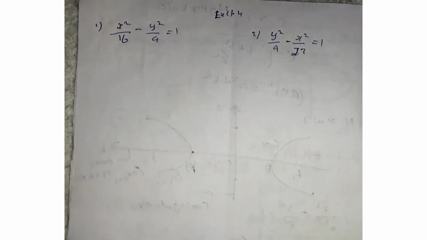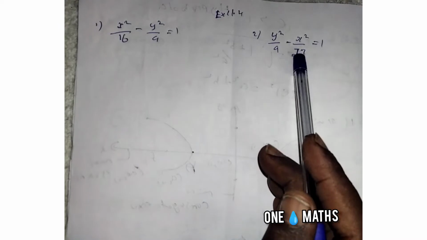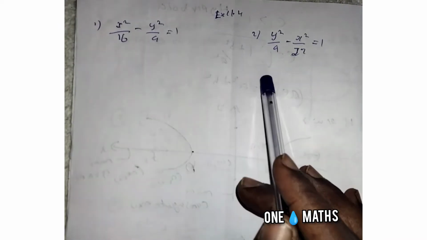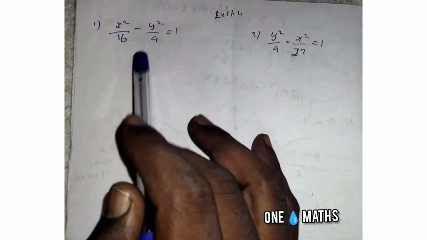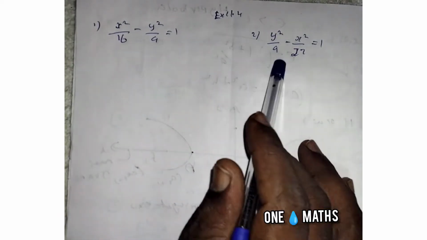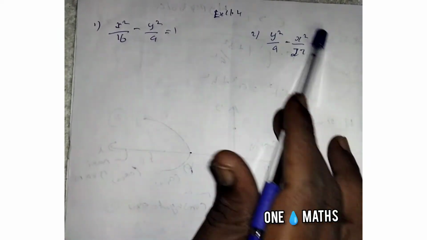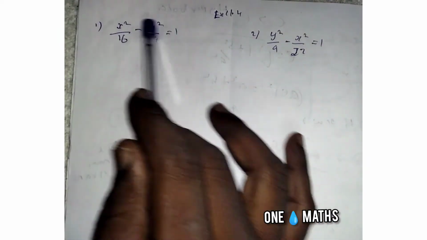They asked to find the vertex, focus of the hyperbola, and the length of the latus rectum. In a hyperbola we have two types: parallel to the x-axis and parallel to the y-axis. Instead of major axis, we use the words transverse axis and conjugate axis.